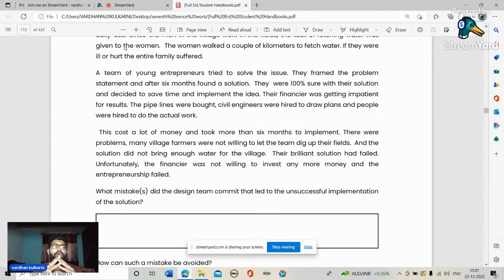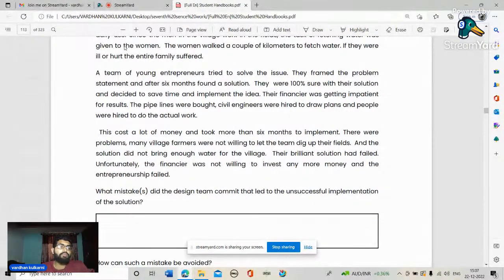So here, the financier who had invested the money was getting impatient for results just because it was taking a lot of time. Pipelines were bought and civil engineers were hired to draw plans, and people were hired to do the actual work. This cost a lot of money and took more than 6 months to implement.